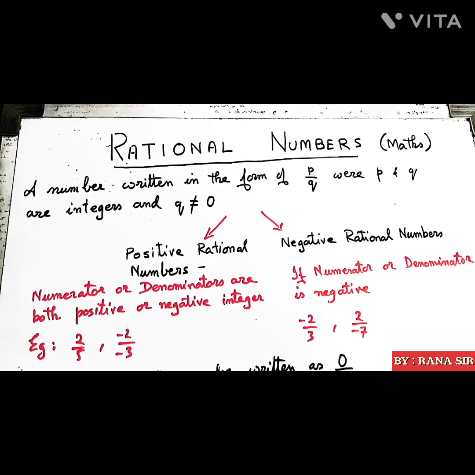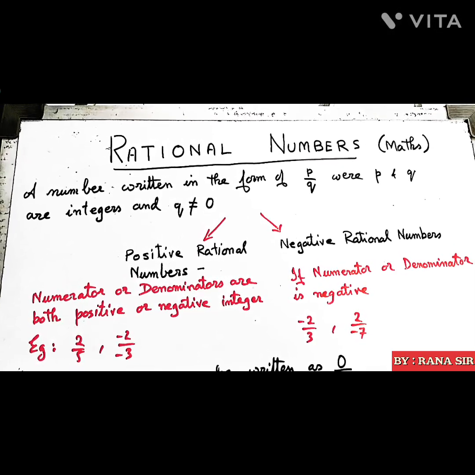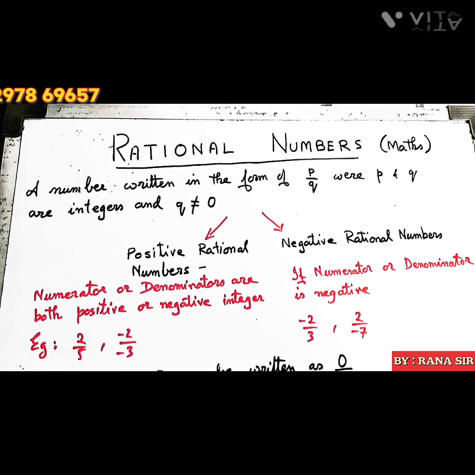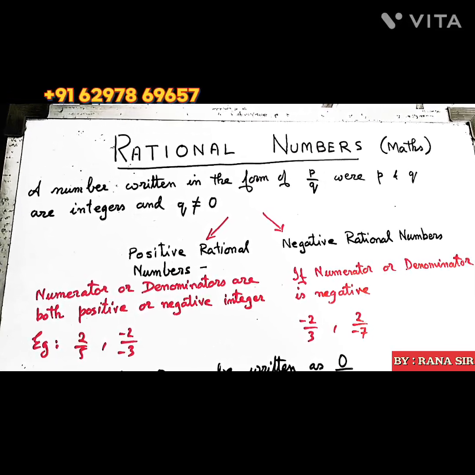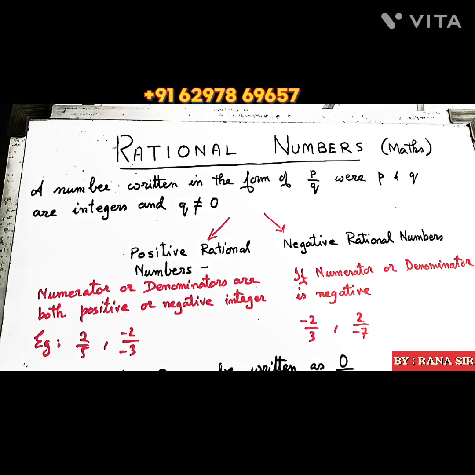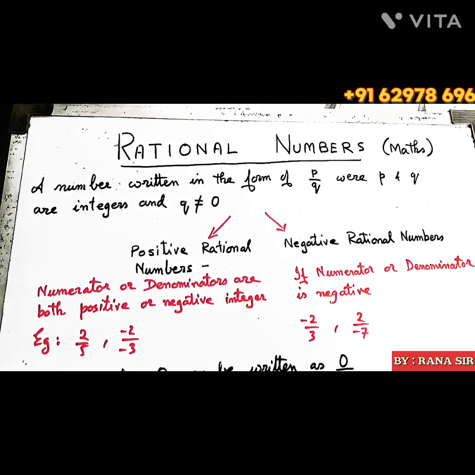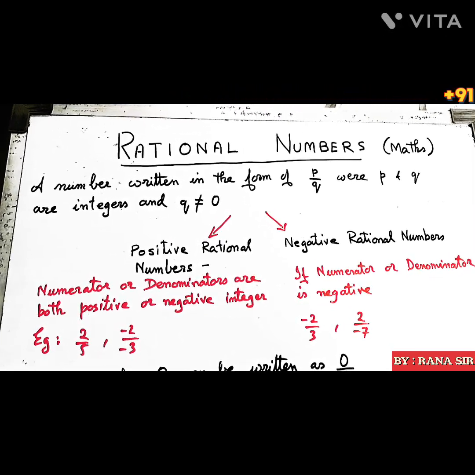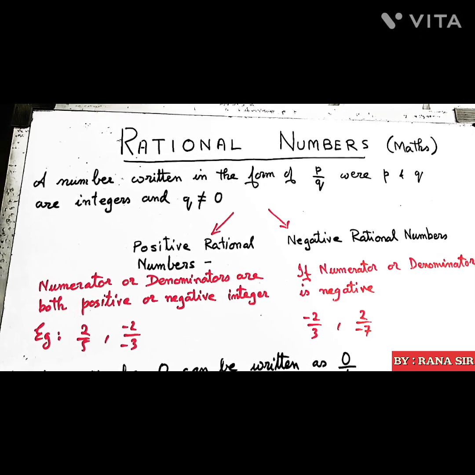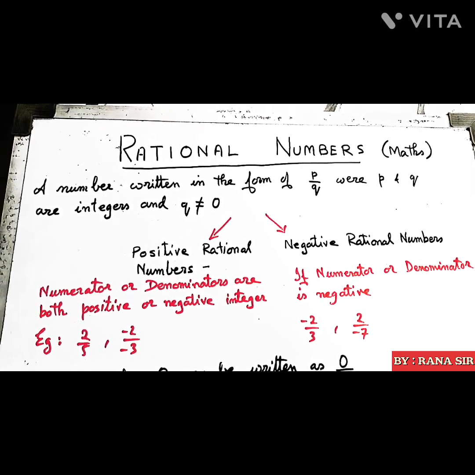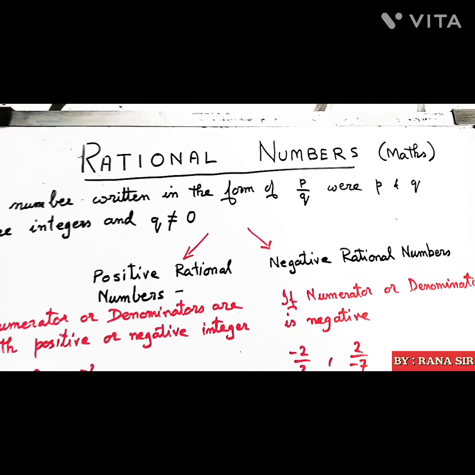P, the numerator, and q, the denominator, are integers. That is, a number which can be written in plus or minus form, and q, that is the denominator, is not equal to 0. So 2 by 0 is not a rational number. It can be of two types, positive rational number and negative rational number.